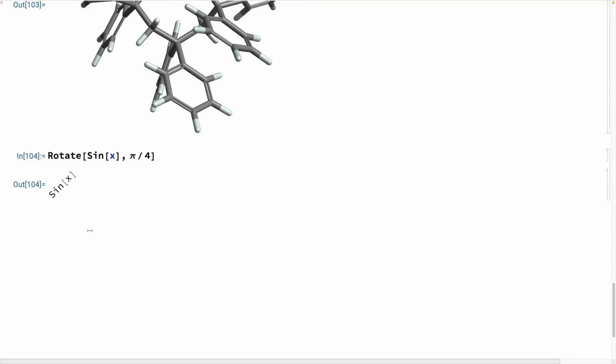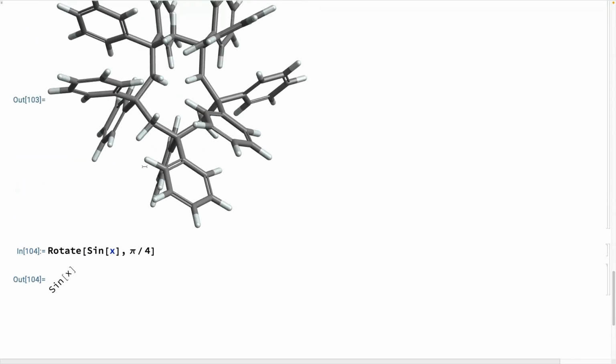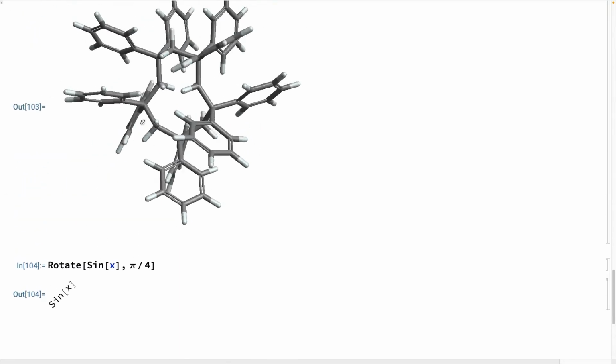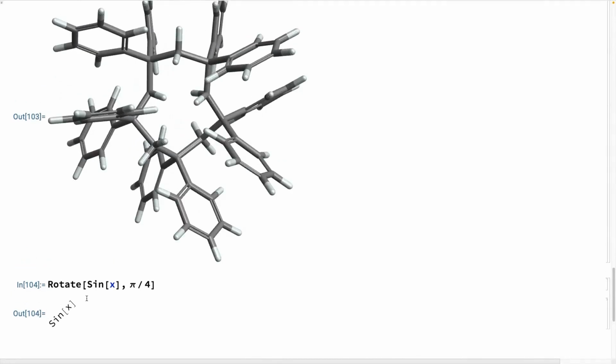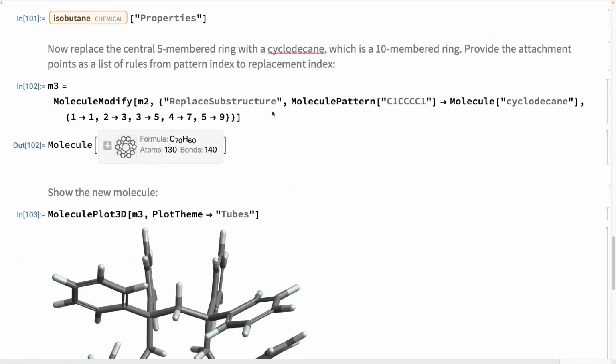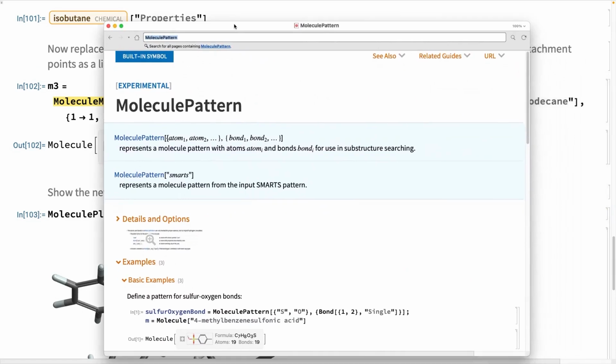So the point here, the connection I'm trying to make in a foolish way, perhaps, is that sometimes you can get a silly result, but the fact that the silly result doesn't just produce an error means that usually there is some powerful thing that you can take advantage of. So here we replace a substructure using a molecule pattern, which, by the way, again, everything is documented. Always look at the documentation.